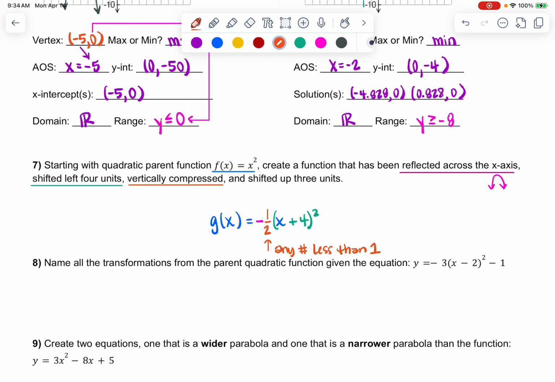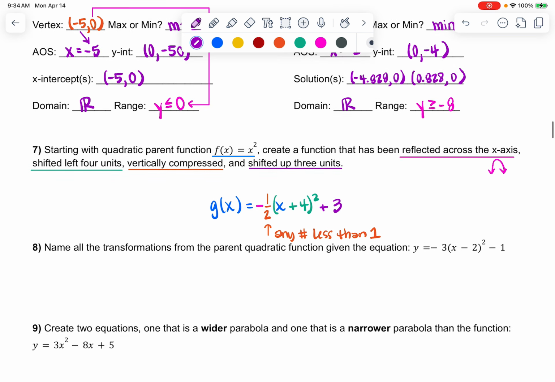And then lastly, use purple. We want to shift it up 3. Well, that's a vertical movement, so that means that's our k value. So we want to go up 3. And there you have it, right? There is our new g of x function that has transformed our parent function.